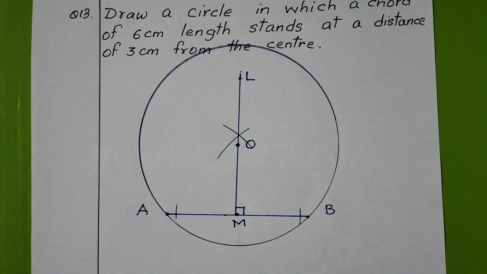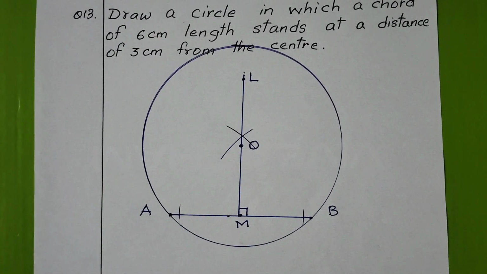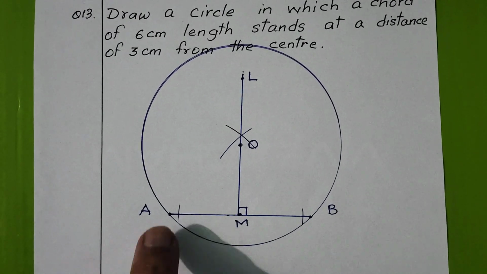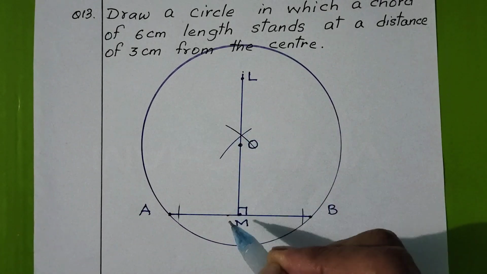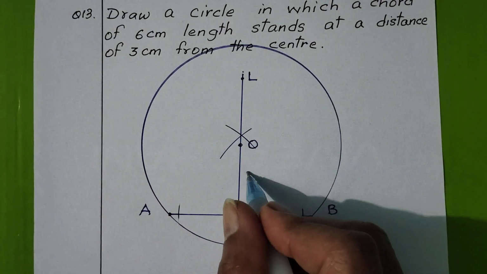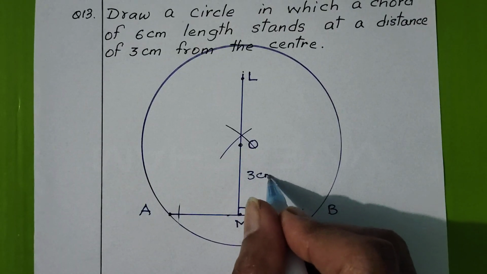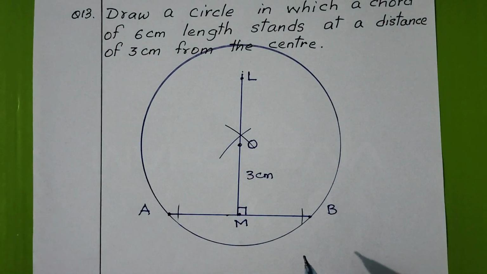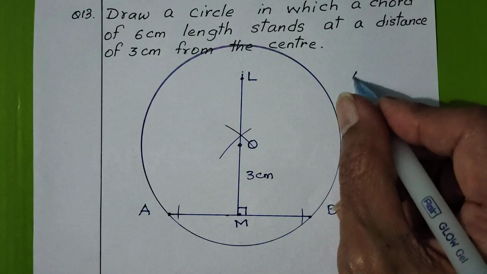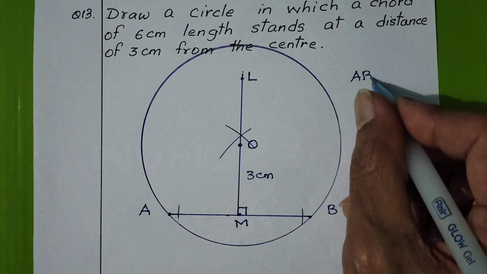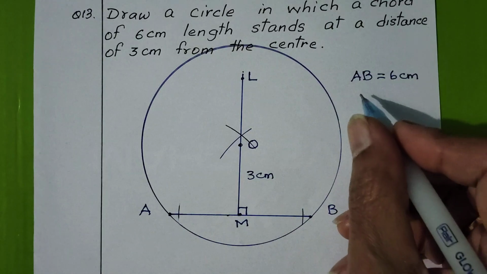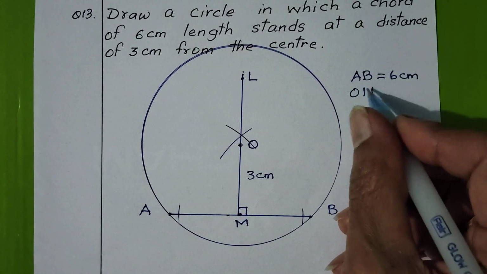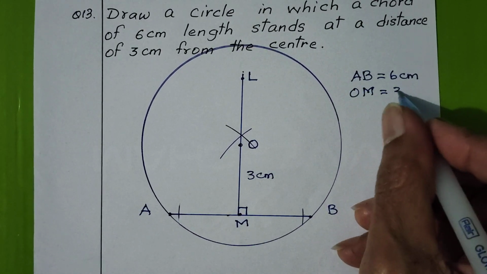So this is the required circle. Here AB is equal to 6 centimeters and OM is equal to 3 centimeters.